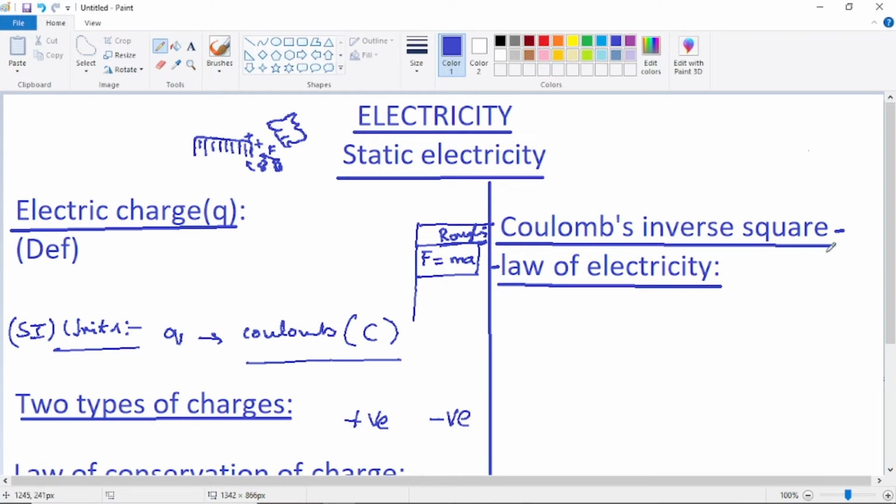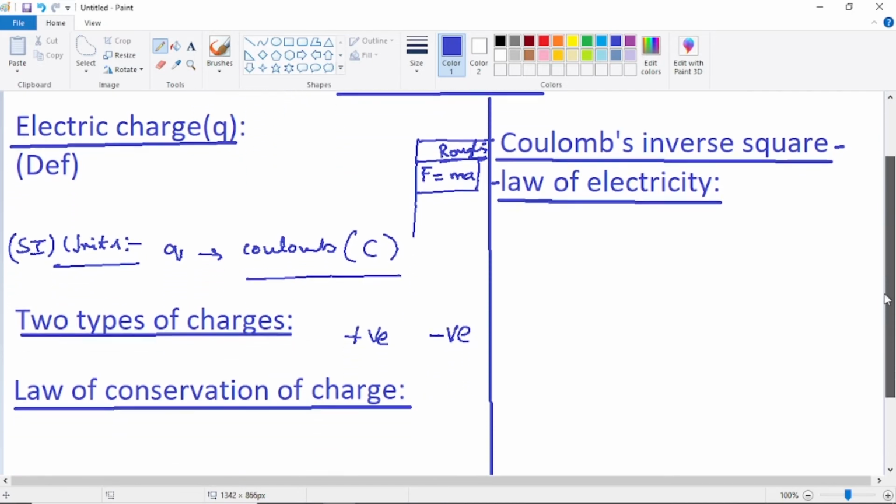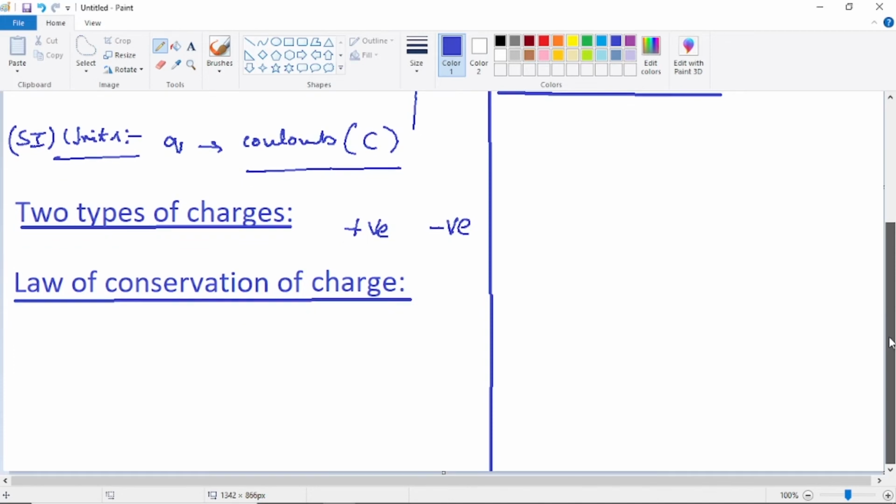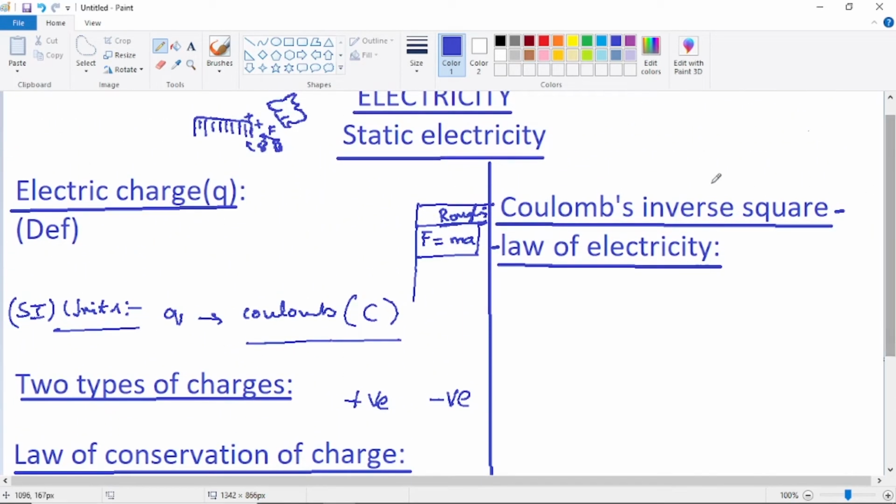So what type of forces? Many times you have learned these forces. Two like charges, positive and positive, or negative and negative, will repel. Two unlike charges, positive and negative, will attract each other. Whenever we are considering charges in this lesson, we just assume that both the charges are at rest. When charges are in motion, a different kind of force comes into action, but that's a different situation. That will come in magnetism when charges are in motion. So now we are dealing with only charges at rest.